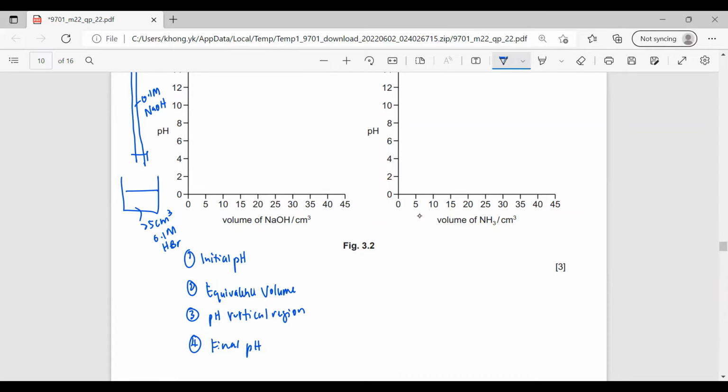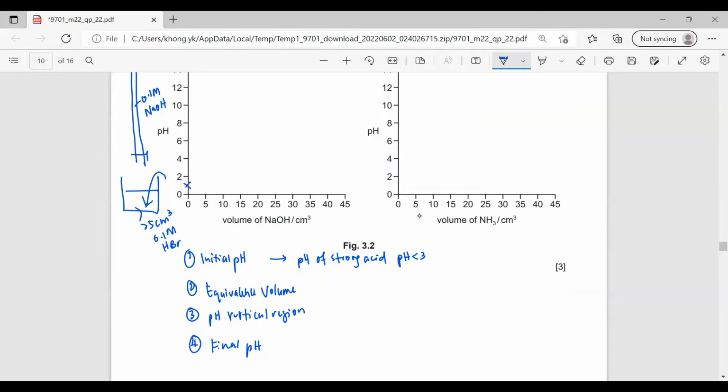Now, for this titration curve, since our beaker contains a strong acid, the pH will be measured at this solution over here. So in this case, the initial pH should be a pH of a strong acid. And normally a pH of a strong acid will be less than 3. So I'll put it around 1, like this.